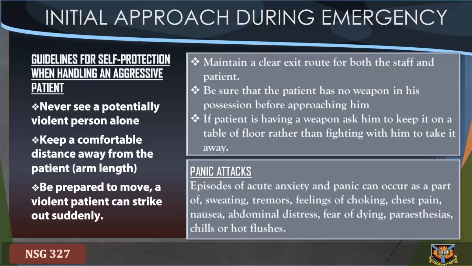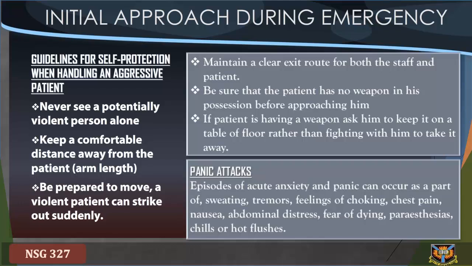5. Be sure that the patient has no weapon in his possession before approaching him. 6. If the patient has a weapon, ask him to keep it on a table or floor rather than fighting with him to take it away. 7. Keep something like a pillow, mattress, or blanket wrapped around the arm between you and the weapon. 8. Distract the patient momentarily to remove the weapon, by throwing water in the patient's face, yelling, etc. 9. Give prescribed antipsychotic medication.